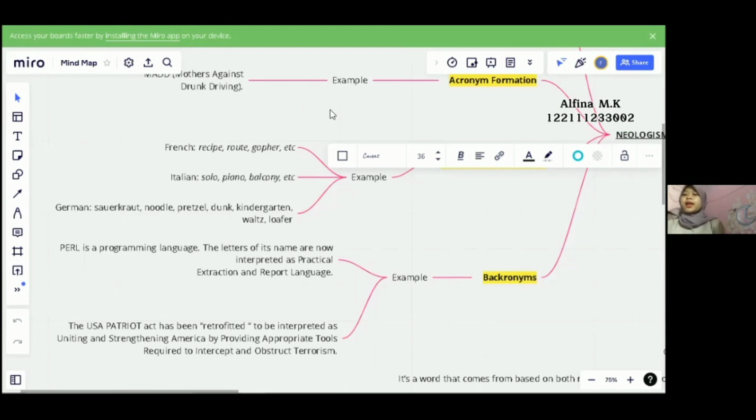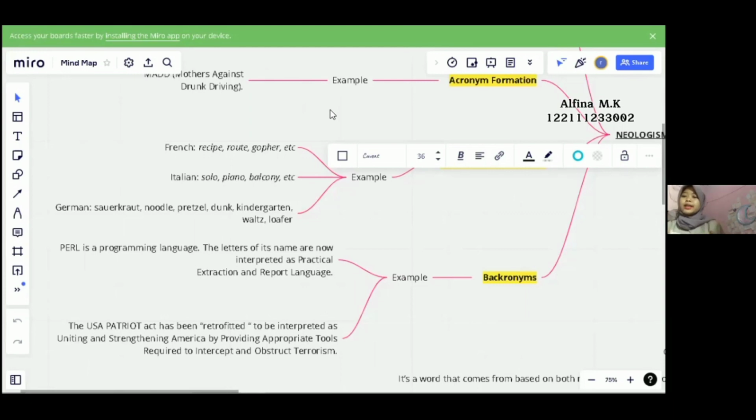The next one is called backronyms. A backronym is a word that was not originally formed as an acronym but is then reinterpreted as an acronym. The word backronym itself is a blending of back and acronym, as well as an acronym. Backronyms are essentially mnemonic devices. An example of a backronym is Perl, or PERL, a programming language. The letters of its name are now interpreted as Practical Extraction and Report Language.